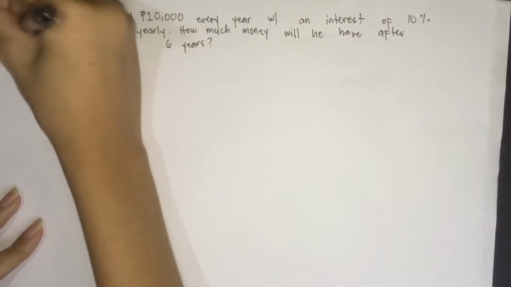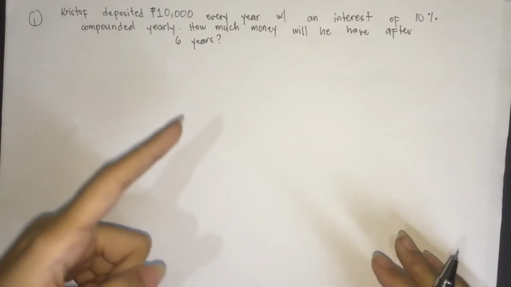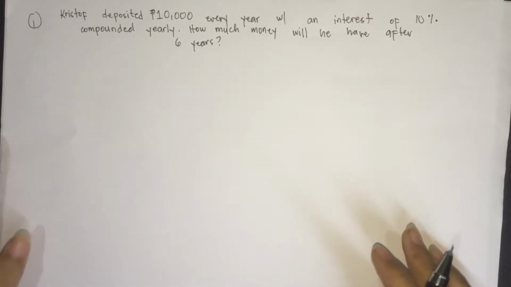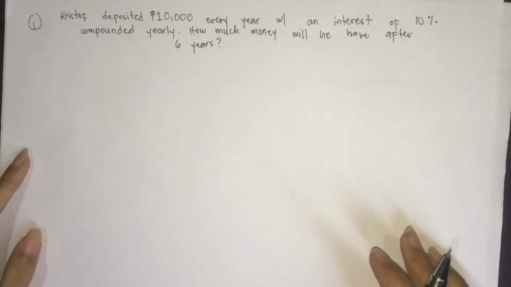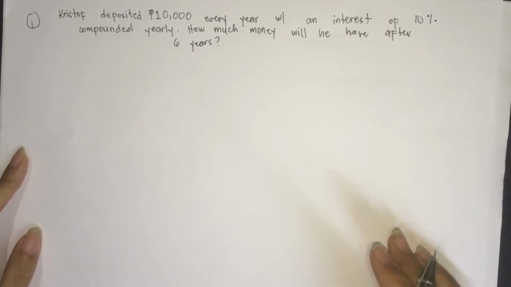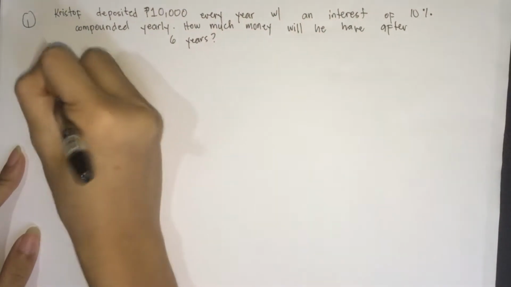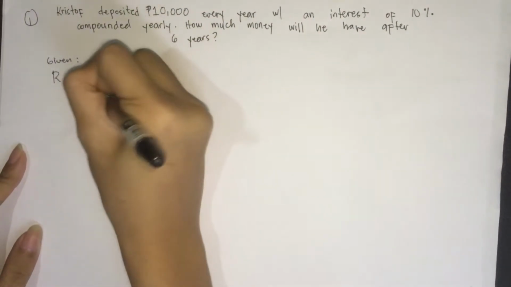So our first problem is: Christoph deposited 10,000 every year with an interest rate of 10% compounded yearly. How much money will he have after 6 years? So first, we need to find the given. So the R, the big R, is the 10,000.